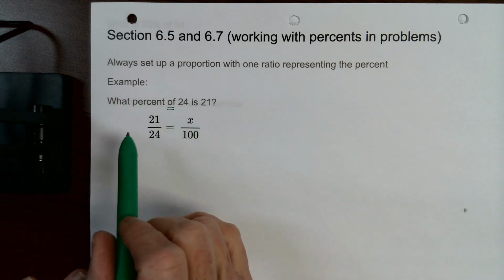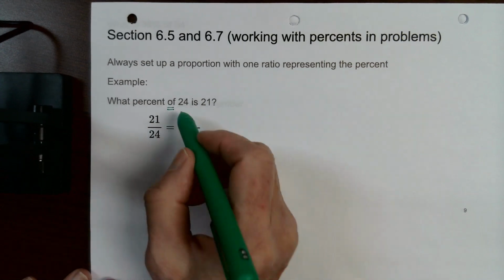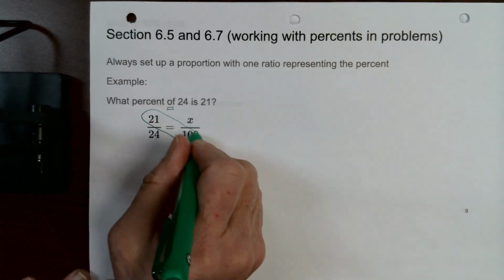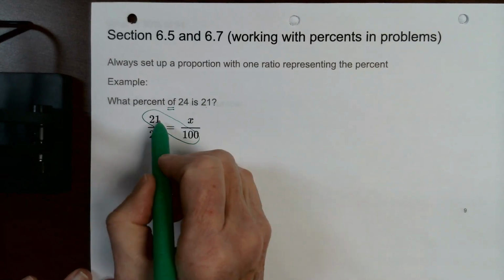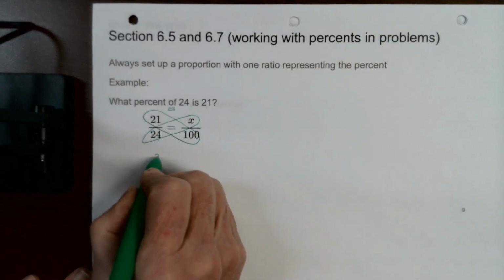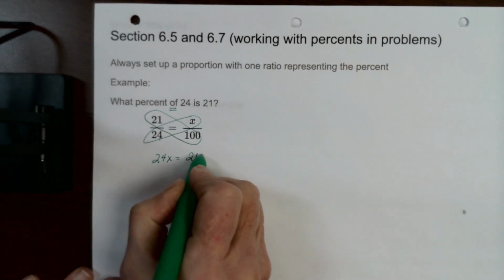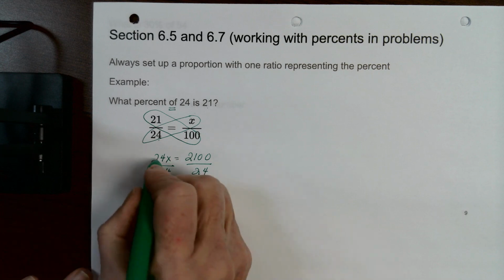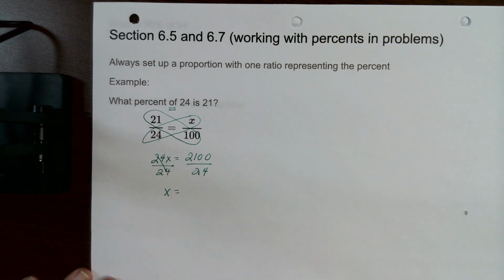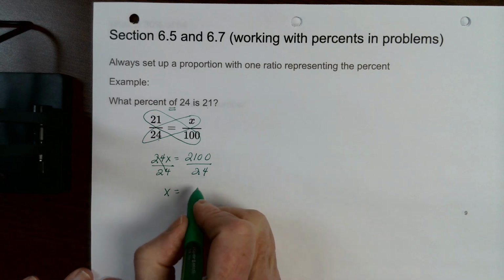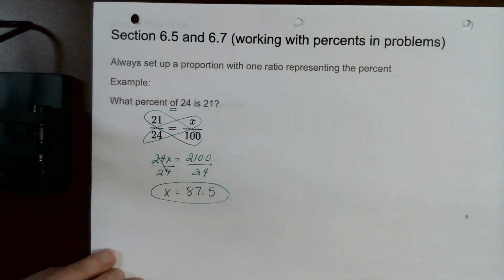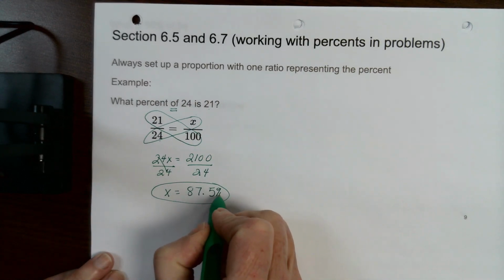So on this particular problem, it says what percent of 24 is 21. It's the percent part that I don't know. So that's going to be x over 100. I'm going to cross multiply, and obviously the 24 is on the bottom, the 21 is over it. So I have 24x is equal to 2100. So in order to solve this, I'm going to divide by the 24. So I have x on the left-hand side, and I have 87.5 on the right-hand side. So that's what my x value is. But it asks for a percent. So if it asks for a percent, you know you need to put the percent sign on your answer.